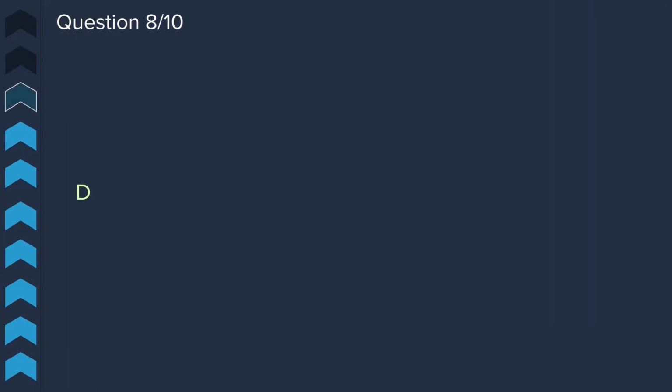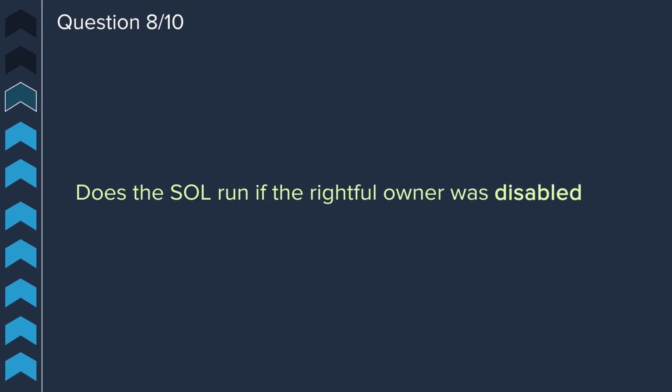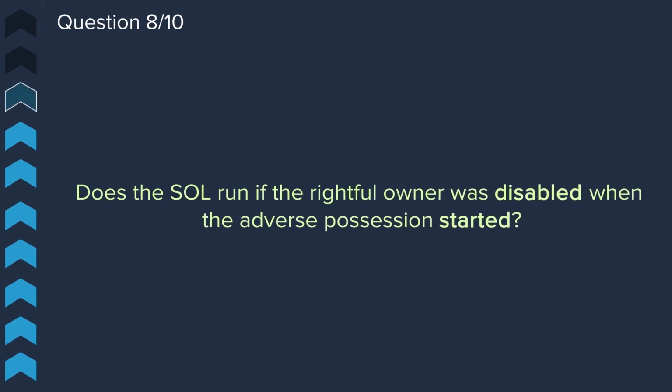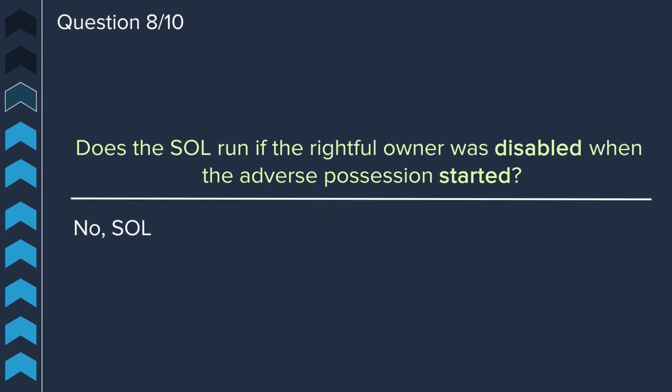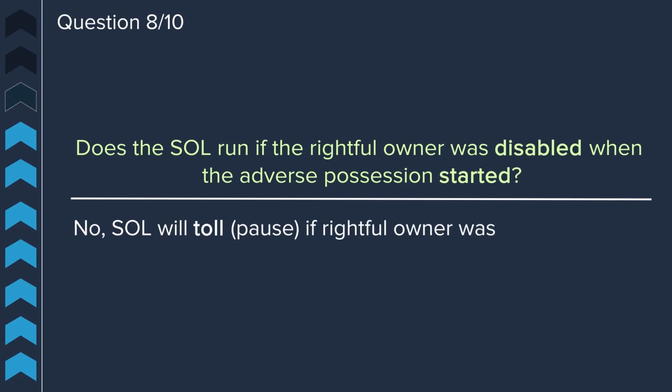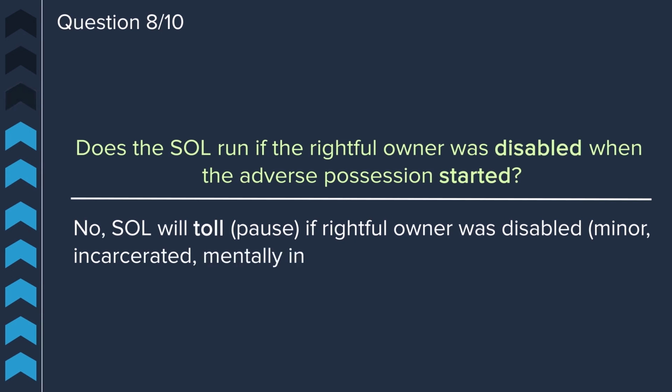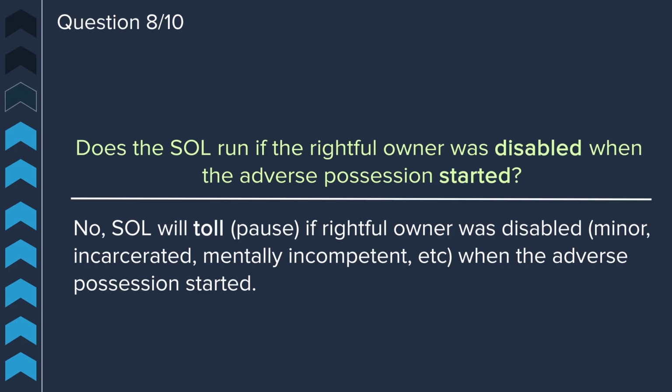Question 8. Does the statute of limitations run if the rightful owner was disabled when the adverse possession started? No. The statute of limitations will toll or pause if the rightful owner was disabled, for example, they are a minor, incarcerated, or mentally incompetent, for example, when the adverse possession started.